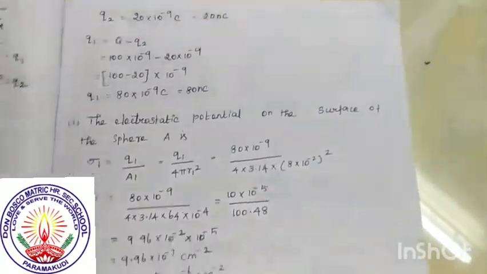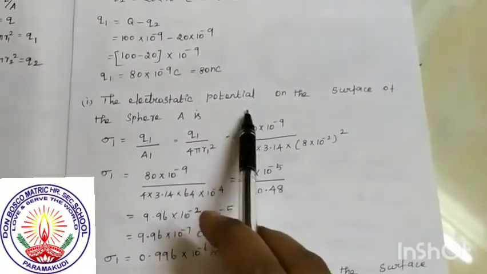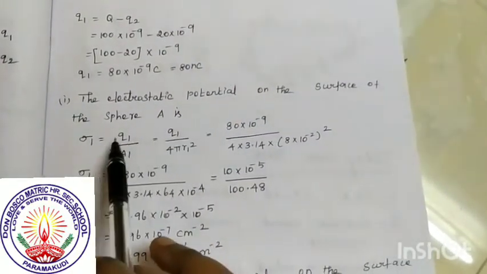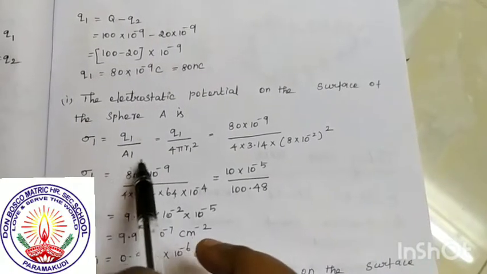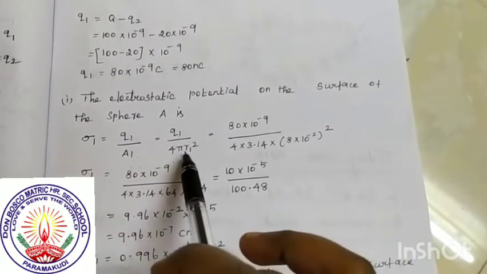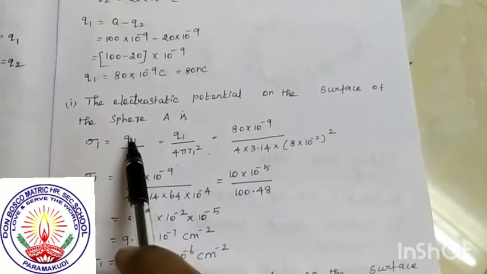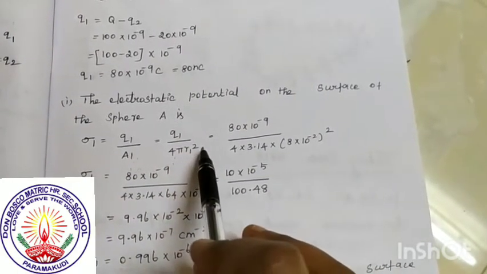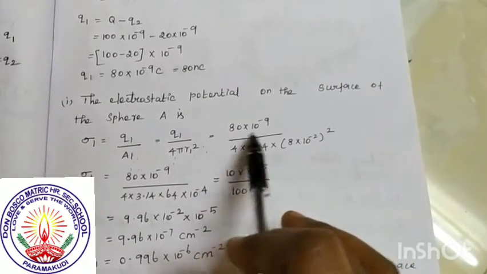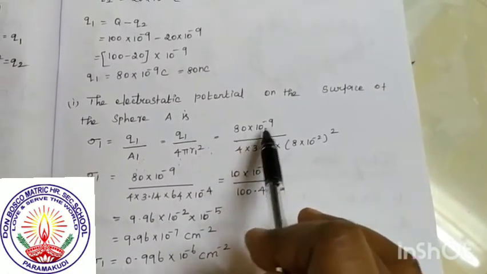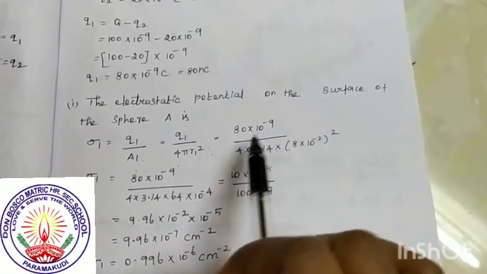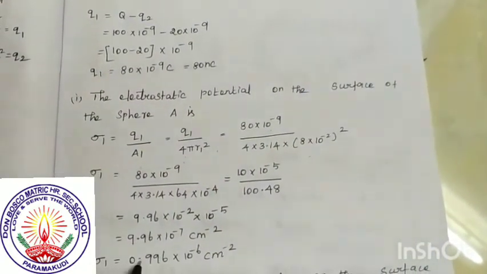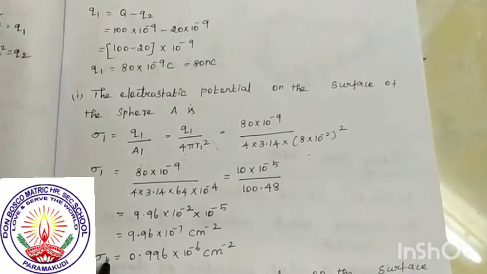Next we have to calculate the first sphere. Surface charge density on the surface of sphere A is sigma 1 is equal to Q1 by A1. A1 is the area of the sphere, 4 pi R1 squared. So Q1 by 4 pi R1 squared, where the value of Q1 is 80 into 10 to the power minus 9. Multiply these terms, we get the answer sigma 1, the surface charge density of the first sphere.